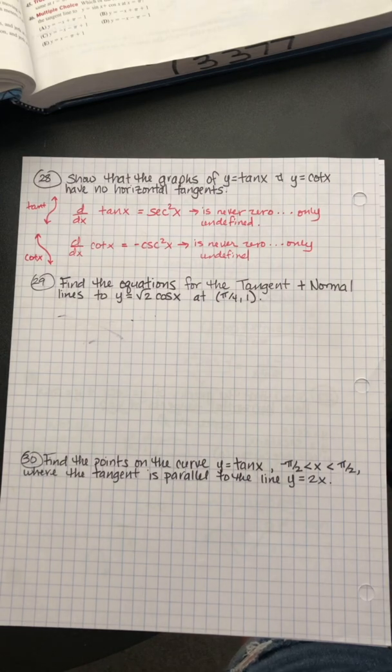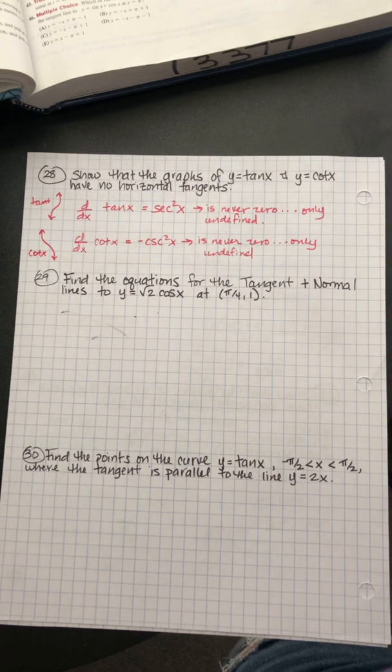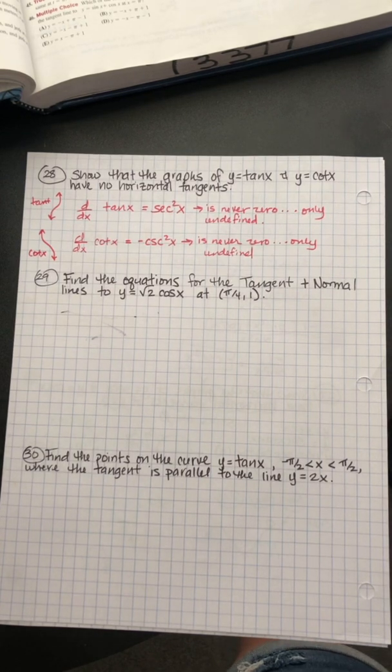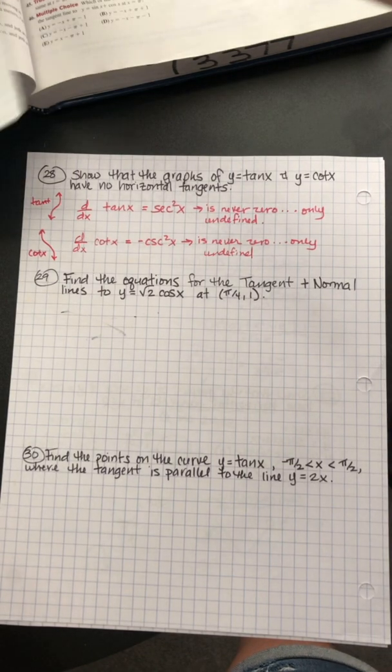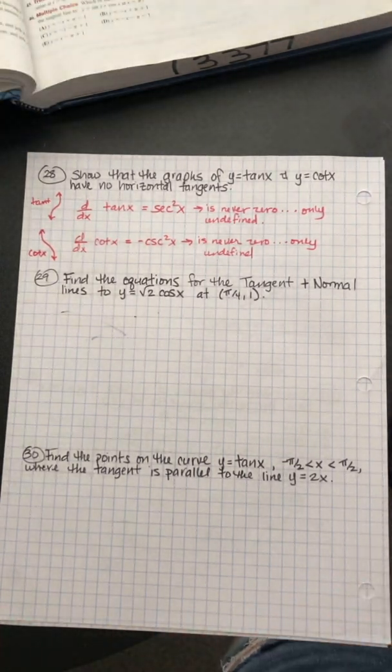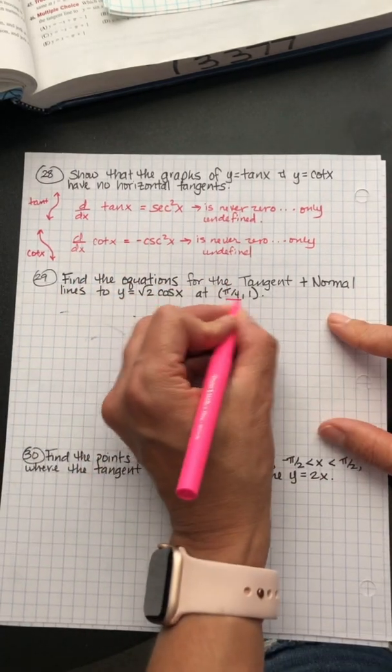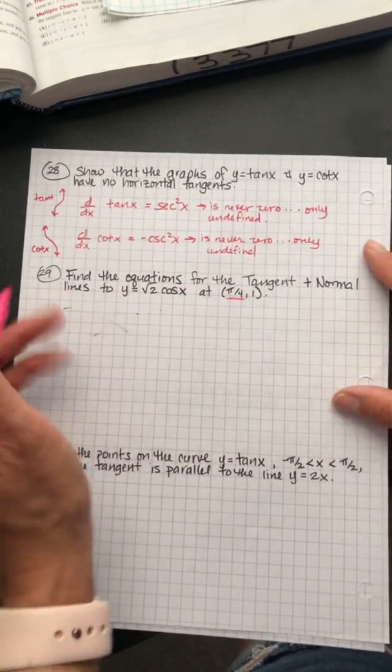Okay. So this one was a deep conceptual problem. You have to really know your tangent and cotangent graph and know that there won't be any horizontal tangents and why. Number 29, find the equations for the tangent and normal lines to y equals the square root of 2 cosine x at pi over 4, comma 1. So we're finding equations for a tangent line, first of all, and that means that we need to take a derivative, and we need to plug in that x value. They gave us the y value. How nice of them.